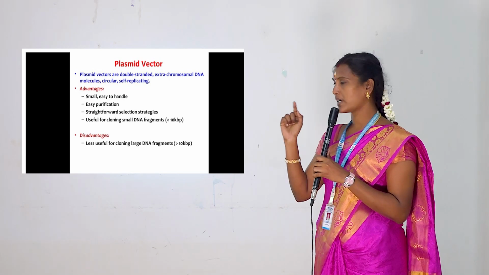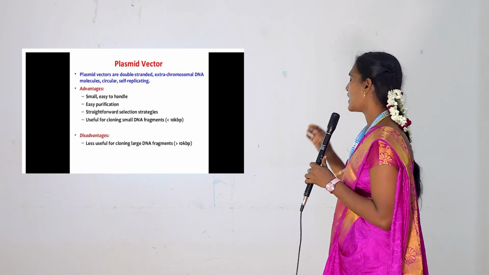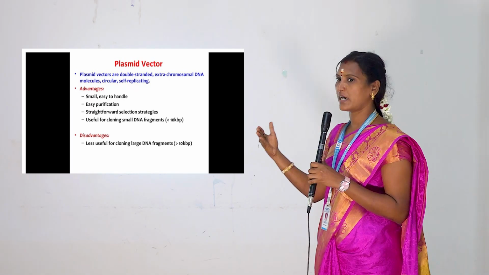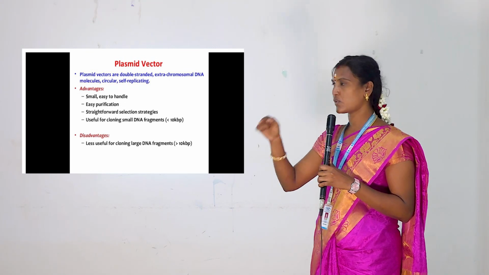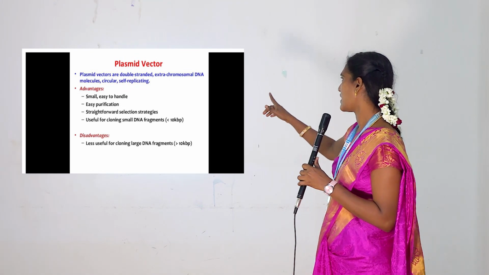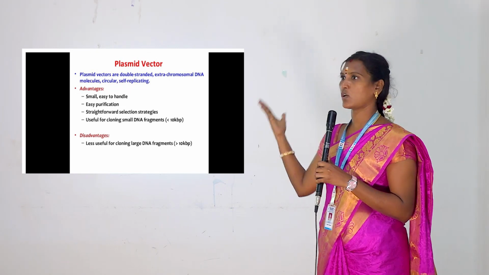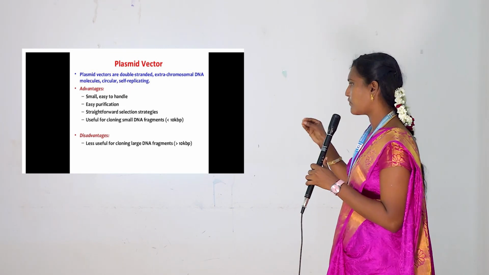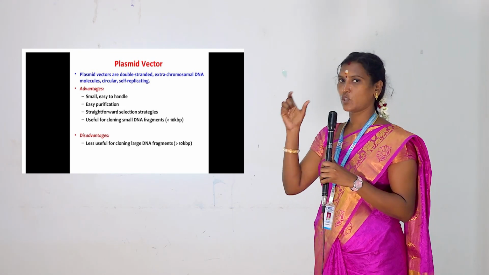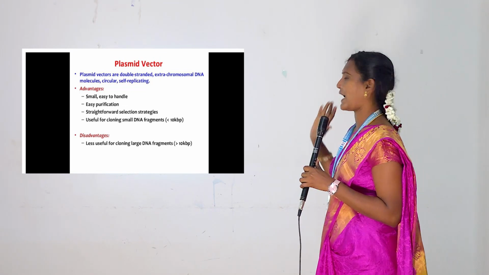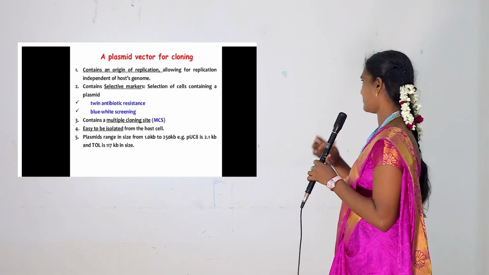There is only one disadvantage, that is if you need to insert a large gene of interest, we can't choose this plasmid vector. We can choose other vectors like cosmid, phagemid and so on. If we want to insert a small gene of interest, we can choose plasmid as a cloning vector.